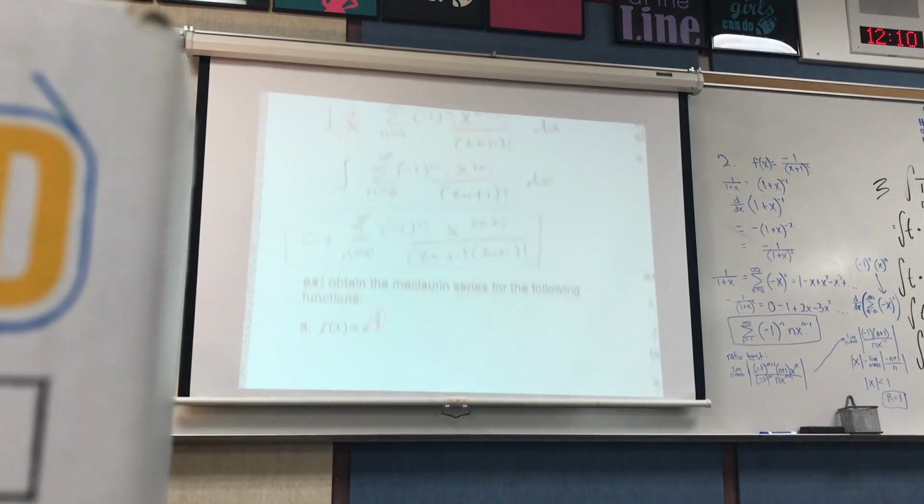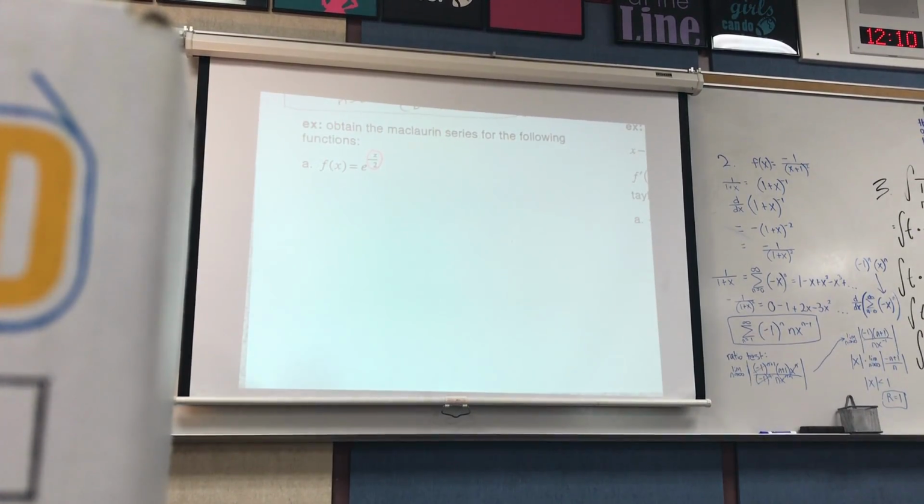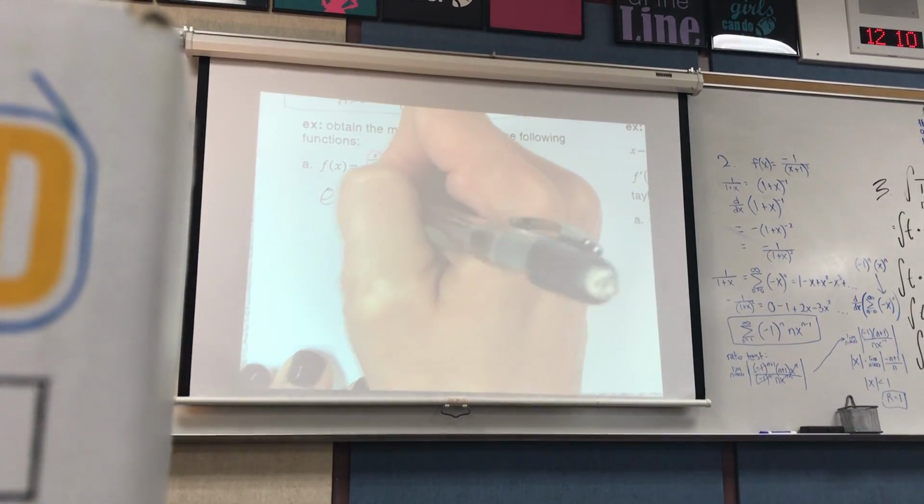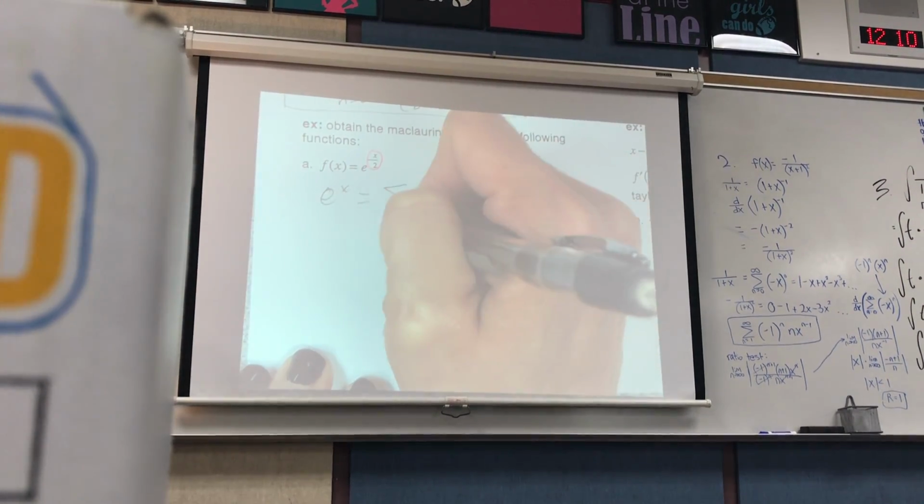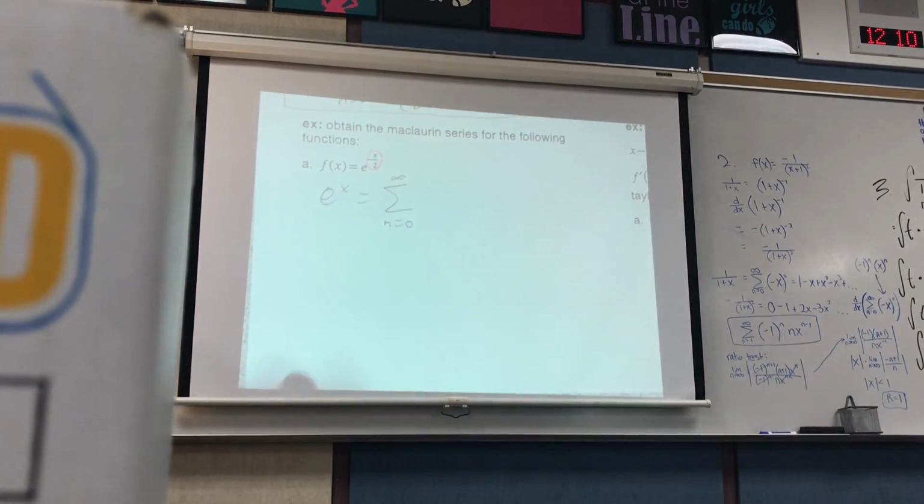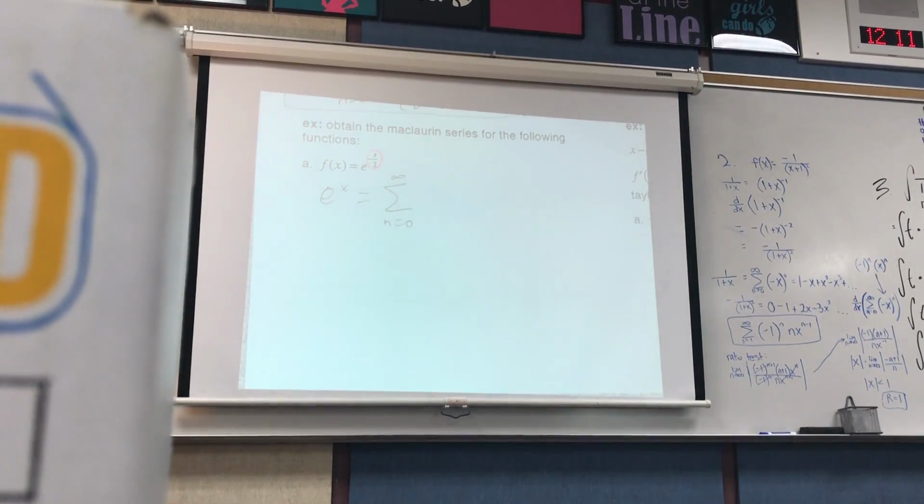e to the x. So I need you guys to write down e to the x sigma. Everyone, what's the sigma for e to the x? What goes inside the sigma? Thank you. x to the n over n factorial. Go ahead and write that down. What the heck? How do you know that?